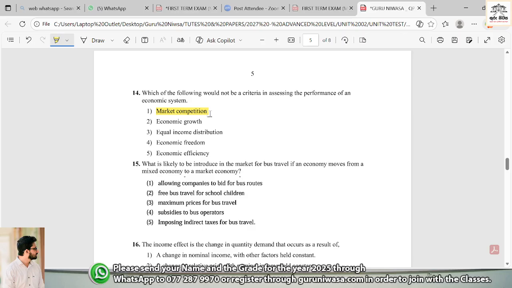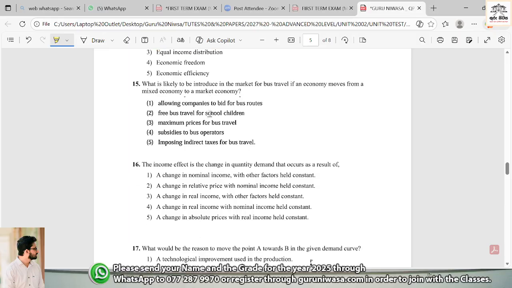Wrong. Economic growth, yes, we can. Unequal income distribution, yes. Economic freedom, yes. Economic efficiency. I've given 7 or 8 criteria which are used to assess the performance of an economic system. Market competition is not among them. Market competition is the answer.